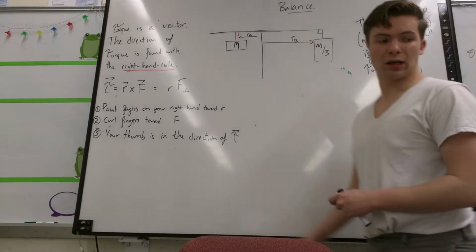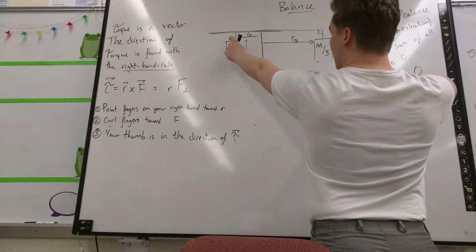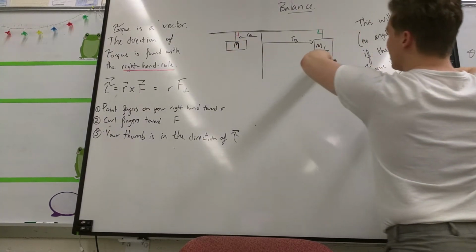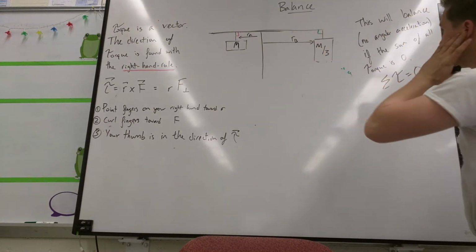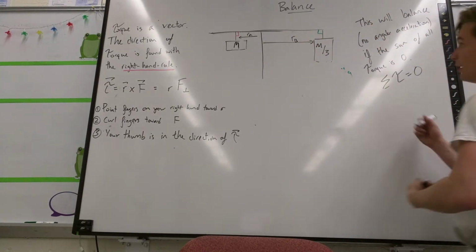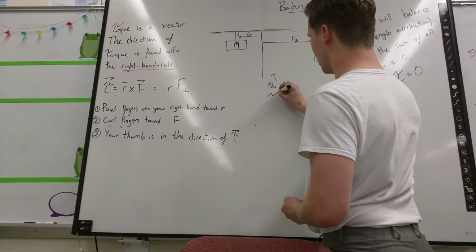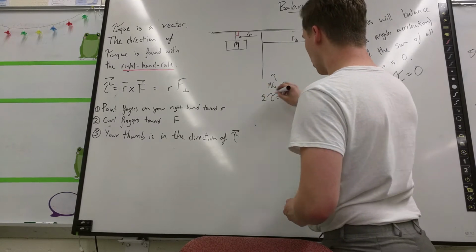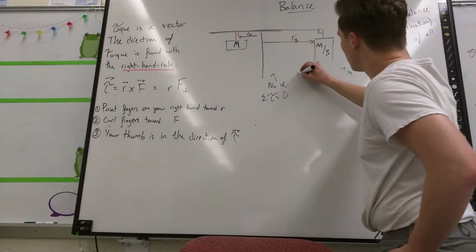To talk about the direction of the torque, I'm going to use the example of a balance. There I've got a balance with two different weights on it: mass big M and mass M over 3. The smaller mass is further away from the fulcrum. I give you that this is balanced, so there's no angular acceleration, or another way of saying that is that the sum of the torques is equal to 0. No rotation.